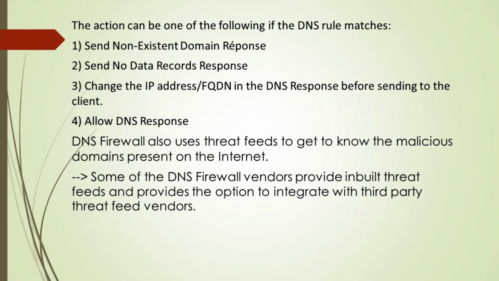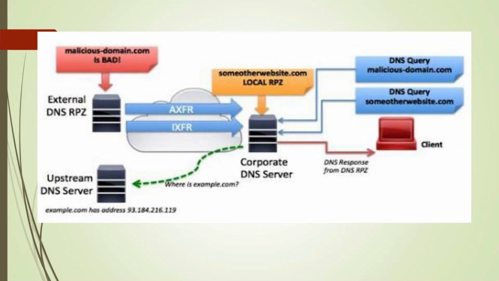Allow DNS response. A DNS firewall also uses threat feeds to get to know the malicious domains present on the internet. Some of the DNS firewall vendors provide inbuilt threat feeds and provide the option to integrate with third-party threat feed vendors. Placement of the DNS firewall in the network is the most important criterion to protect against most of the attacks. DNS firewalls are mostly implemented on the internet edge so that DNS query responses can be validated before sending them to other firewalls. Vendors such as F5, Infoblox, Cisco, BlueCat and others provide DNS firewall functionality.